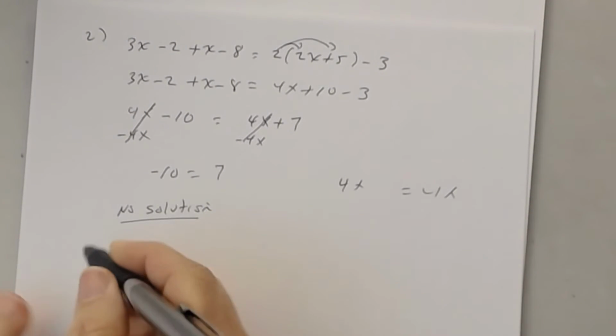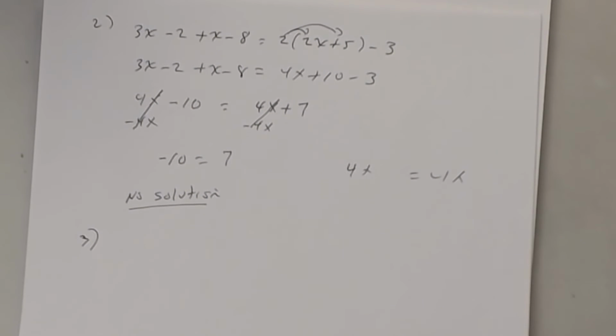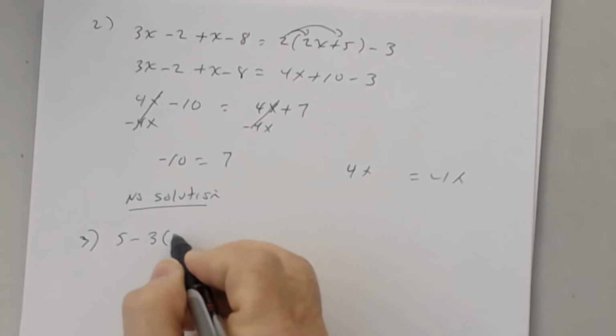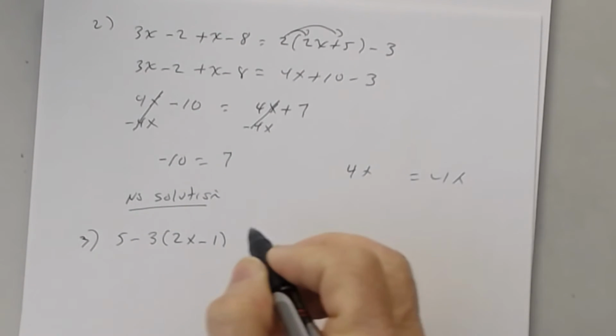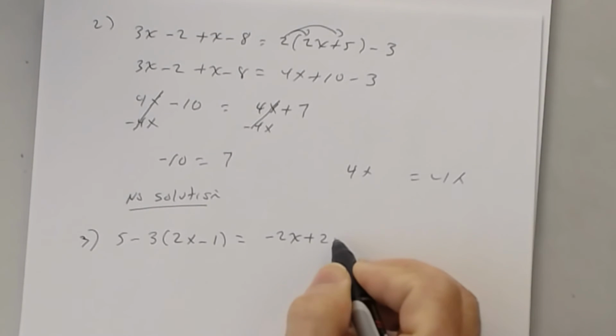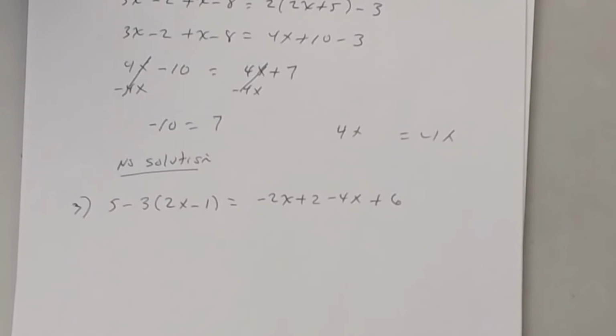All right, let's look at number 3. Suppose I had 5 minus 3 times (2x minus 1) equals -2x plus 2 minus 4x plus 6.